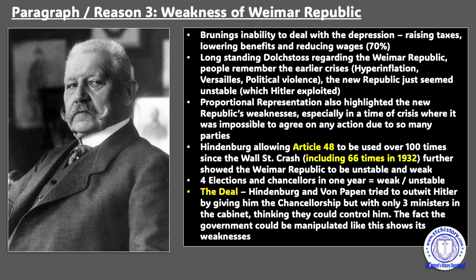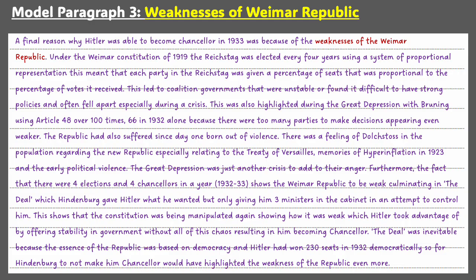So with that in mind, again, there's far too much content on this screen now that you could include in your answer, but let's have a look what this might look like as a written paragraph. Okay, so model paragraph 3, the weakness of the Weimar Republic. Again, we'll start with our opening line. A final reason why Hitler was able to become Chancellor in 1933 was because of the weakness of the Weimar Republic. Again, really clear what the focus of this paragraph is going to be, and using the words of the question.